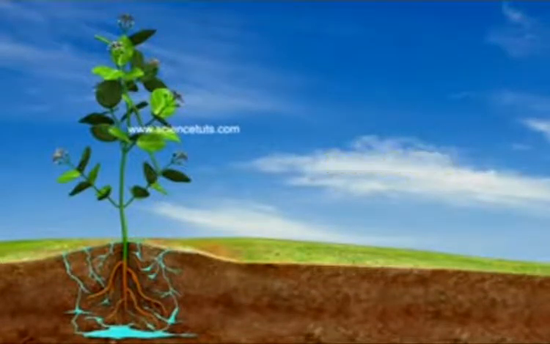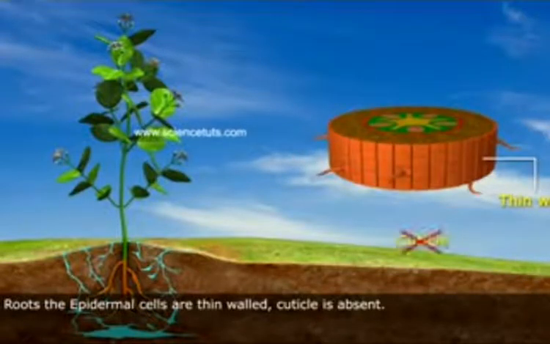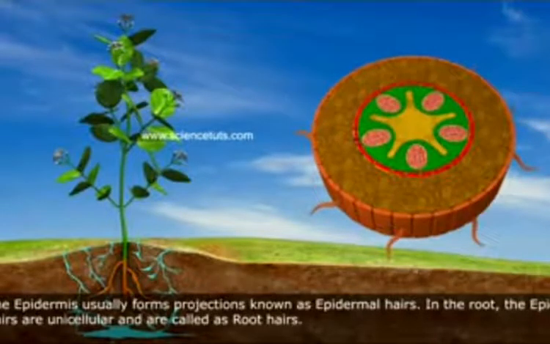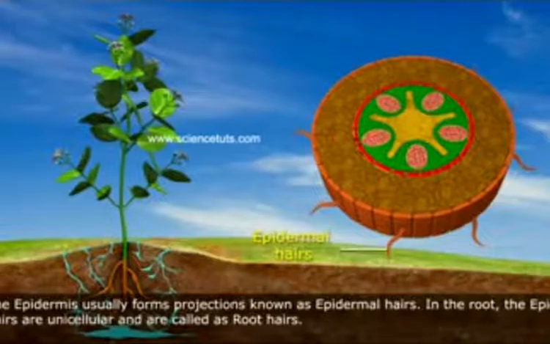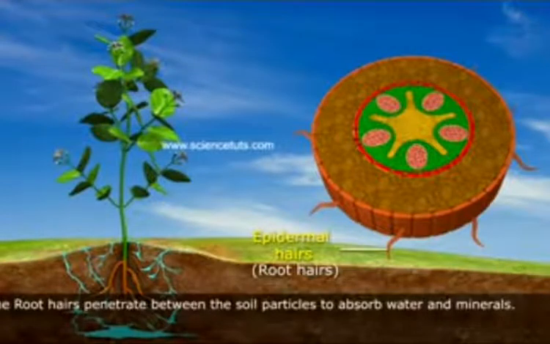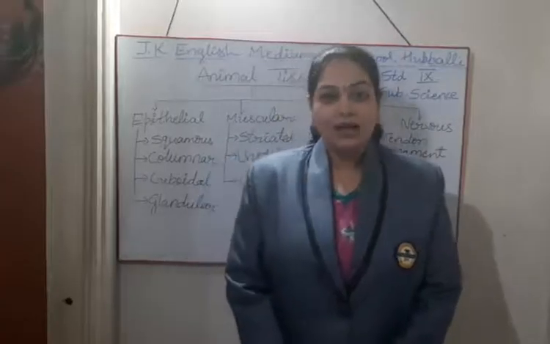In roots, the epidermal cells are thin walled and cuticle is absent. The projections you can see there are known as epidermal hairs. These are unicellular, they are called root hairs. The root hairs penetrate between the soil particles to absorb water and minerals. We have completed with the plant tissues.